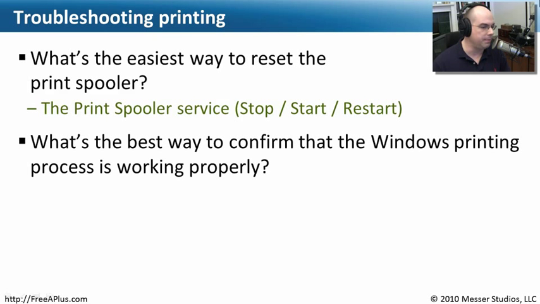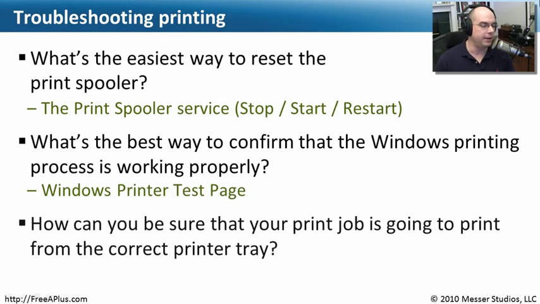Another question, what's the best way to confirm that the Windows printing process is working properly? If we want to test that from Windows, then we should probably be using the Windows printer test page. And our last question, how can you be sure that your print job is going to print from the correct printer tray? And the best way to tell is to go directly to the properties of the printer and determine if the correct printer tray is selected.